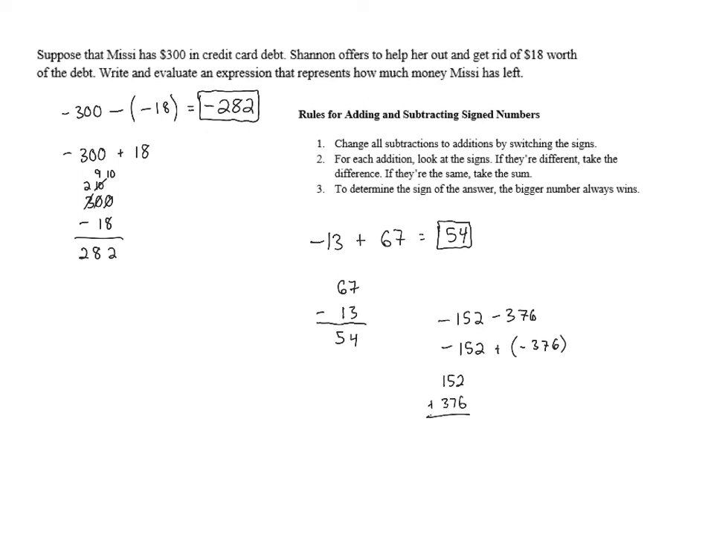and we go through and add from right to left. 2 plus 6 is 8. 5 plus 7 is 12. Carry the 1. 1 plus 1 plus 3 is 5. We get 528. And the last step, never forget, we've got to determine the sign of the answer, if it's positive or negative. We know the bigger number wins. The larger number here was 376, and because it's negative, our answer will be negative, so we get negative 528.